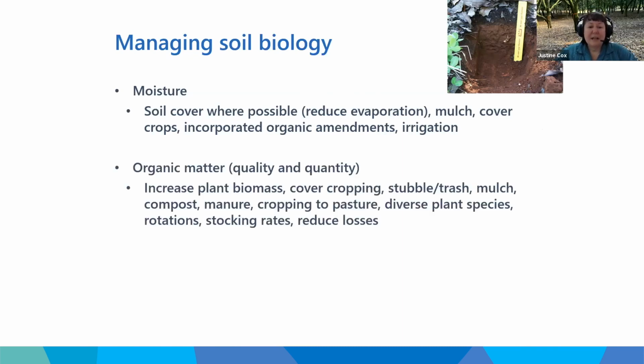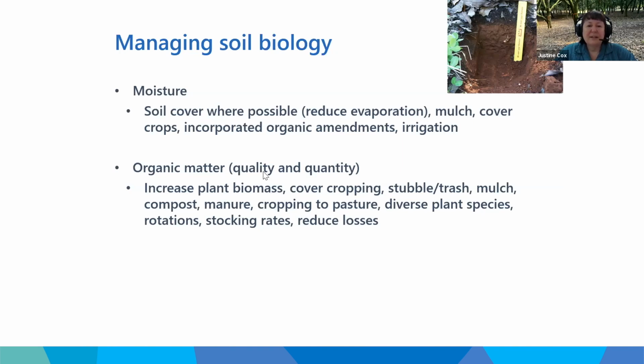And it really comes down to organic matter quality and quantity. So if we can increase plant biomass, that will give us more organic matter in the root zone, and when the roots die they are converted back to nutrients, and those root exudates are sent into the soil. Cover cropping, you can retain stubble and trash, add mulch, add compost, add manure. So we're dealing with the quantity here, but quality is also important.